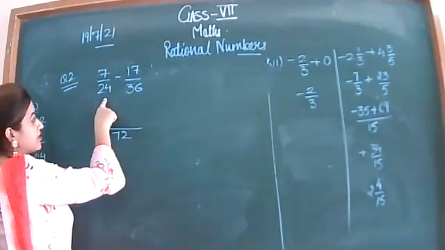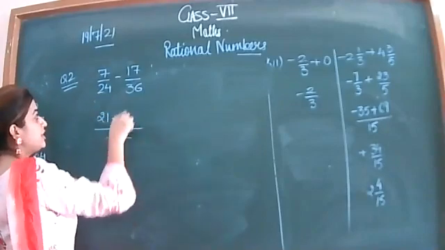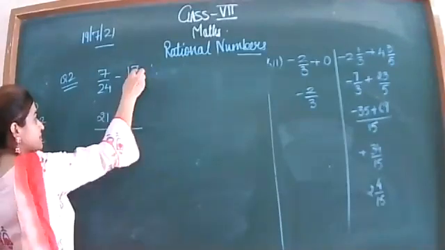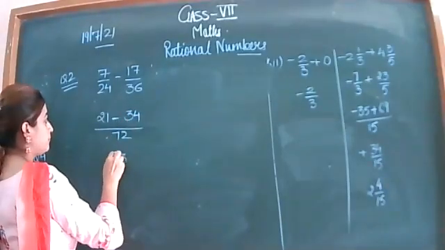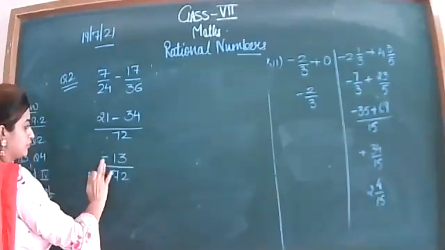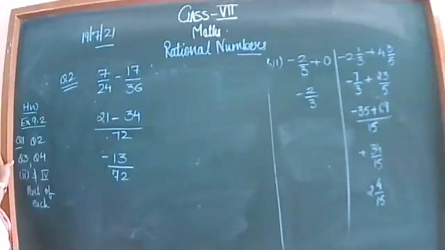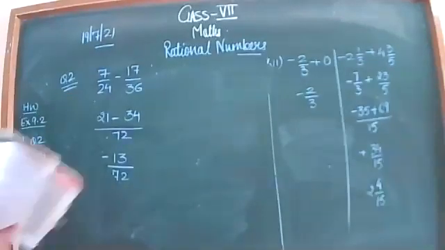72 divided by 24 is 3. 3 sevens are 21. 72 divided by 36 is 2. 17 twos are 34. So subtract it. Minus 13 by 72.